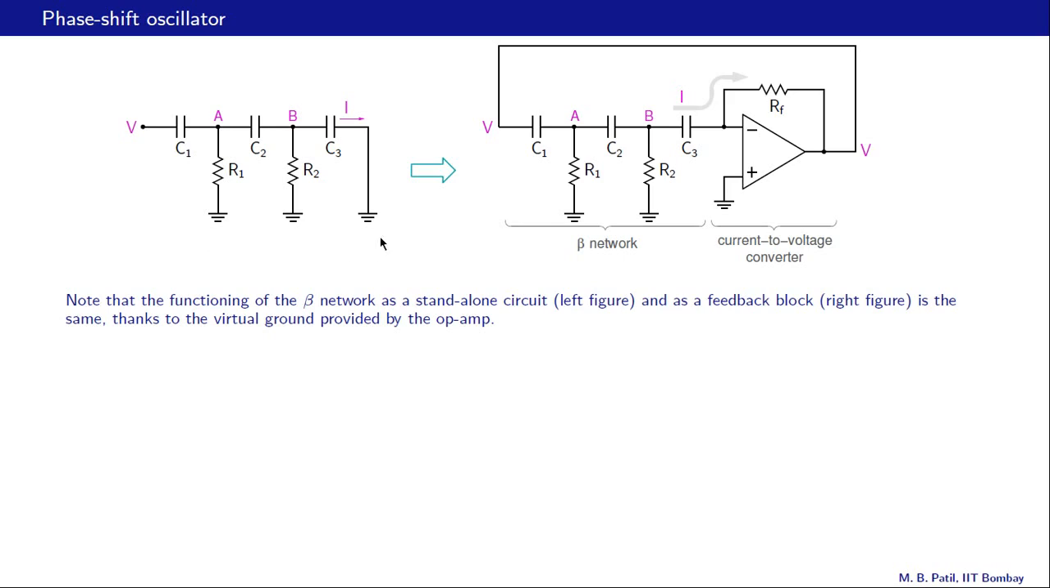Now this network and this one, as it appears inside the oscillator, are actually equivalent, because look at this node. This node is at 0 and this node is also at 0, because for the op amp V minus and V plus are at the same potential. So this is at virtual ground. Therefore whatever we derived for this circuit also applies for the beta network as it appears inside the oscillator circuit.